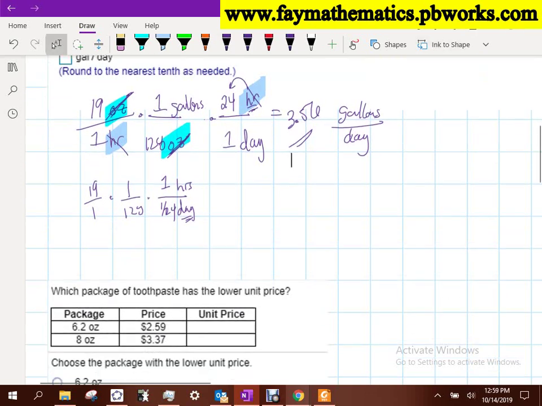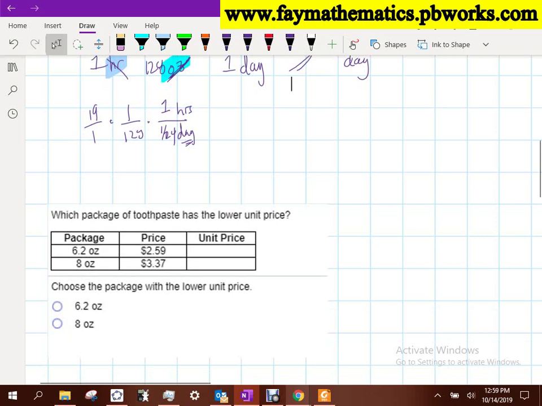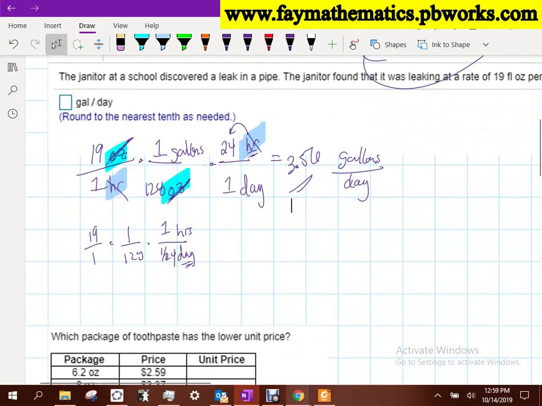Okay. So the next question, so that's why we use these rates, guys, is so we can use a little bit of math in our everyday life so that we can maybe free ourselves to go do something else.